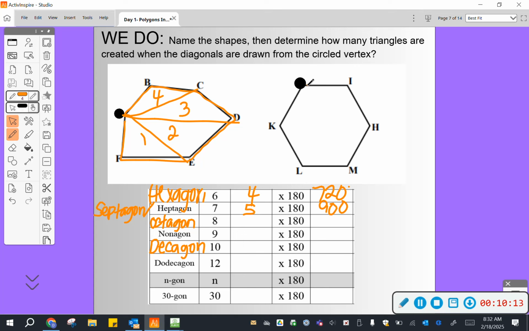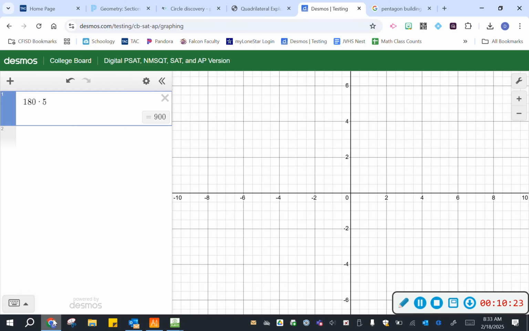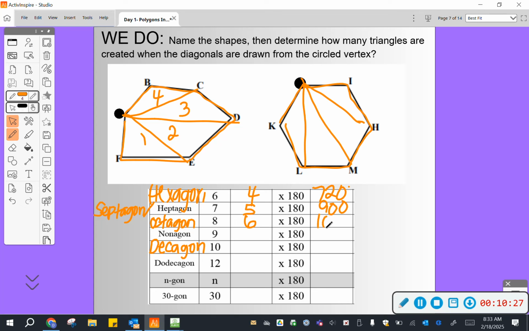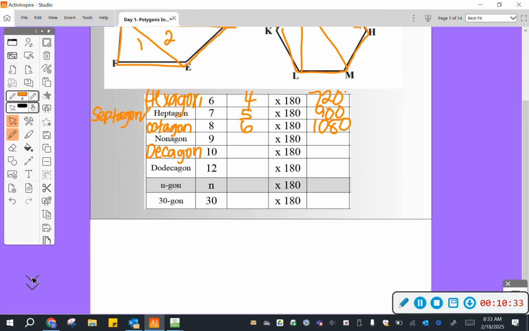And then octagon, how many triangles are going to be in an octagon? 6. What is 180 times 6? 1080. And I could keep going on. Do y'all agree with this? Okay. But what if I asked you at the very bottom of this, what if I asked you for a 30agon? Are you going to want to sit here and make a chart all the way to 30? No.